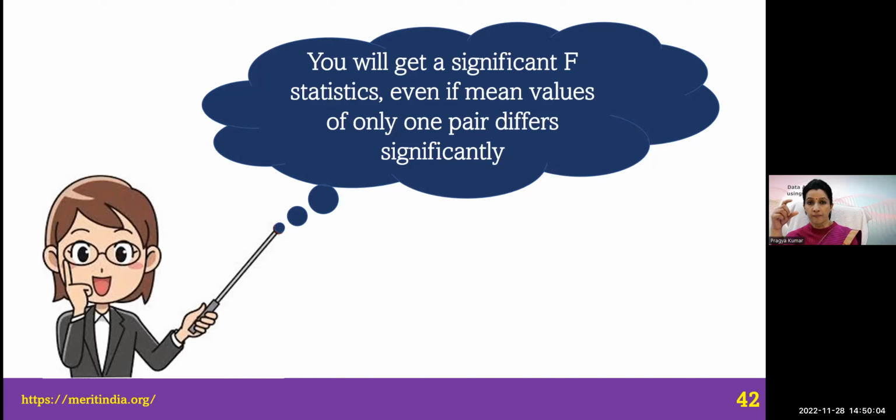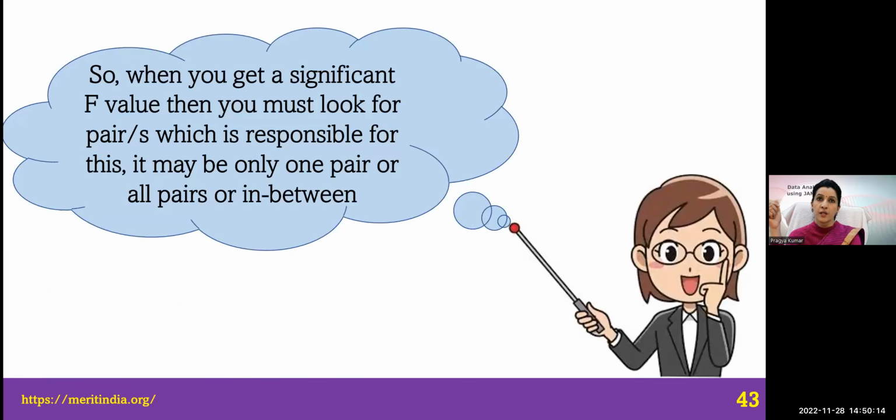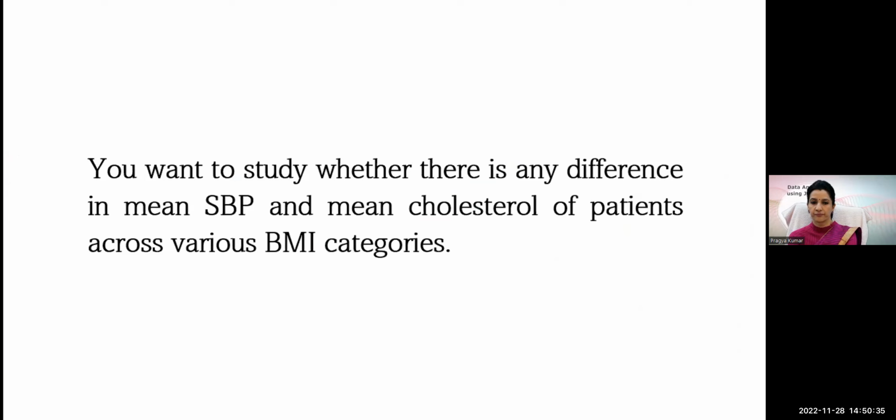Otherwise, if there is a significant F value, that means at least one group is showing a significant difference. So if you get a significant difference, then only you should look for the pairs which are responsible for this value. It may be only one pair, like we have seen in the money bank example. It can be a comparison of only 1 and 2 or 2 and 3, or it may be all pairs. Maybe if you want to study any difference in mean SBP and mean cholesterol across various BMI categories, then also you can apply that.